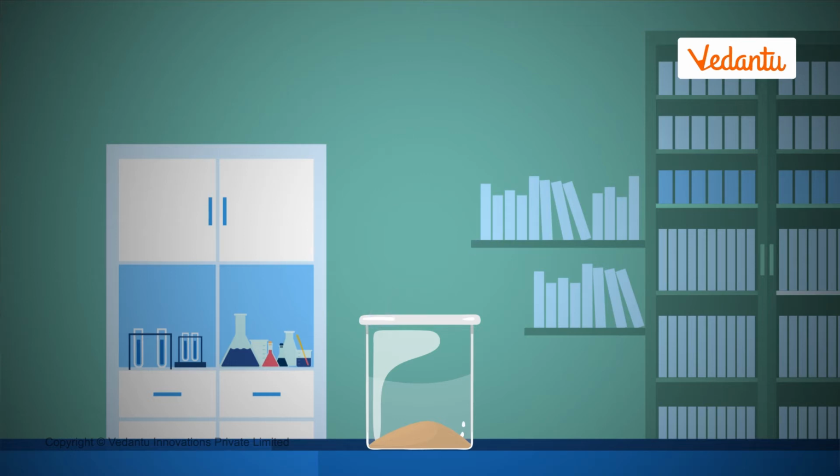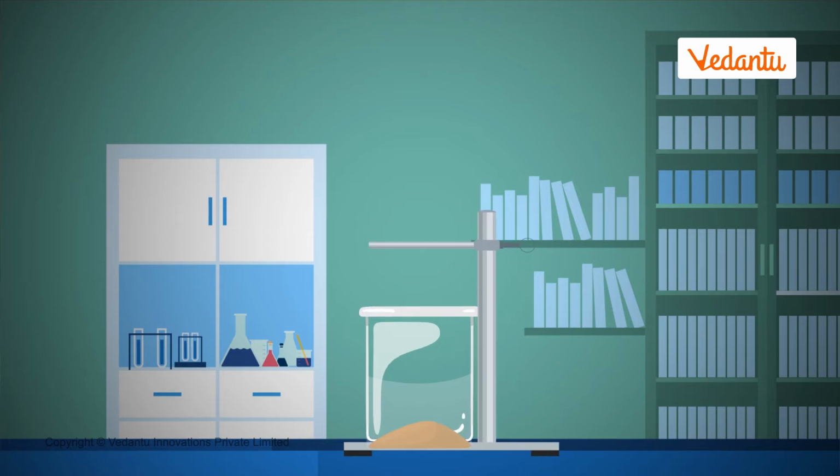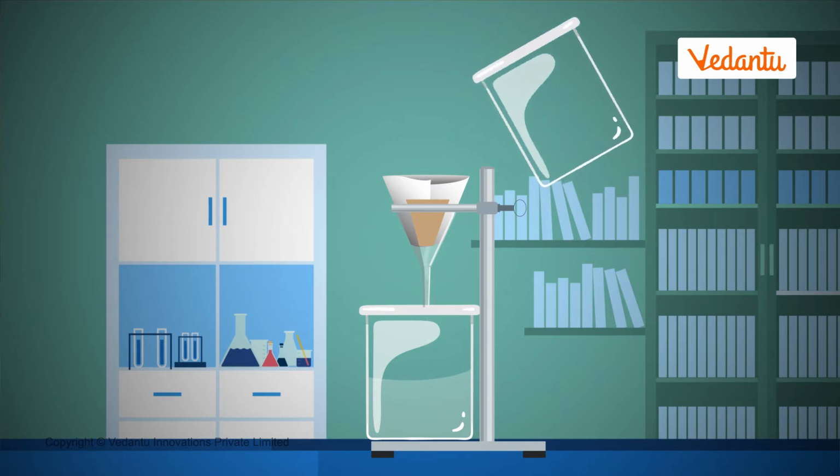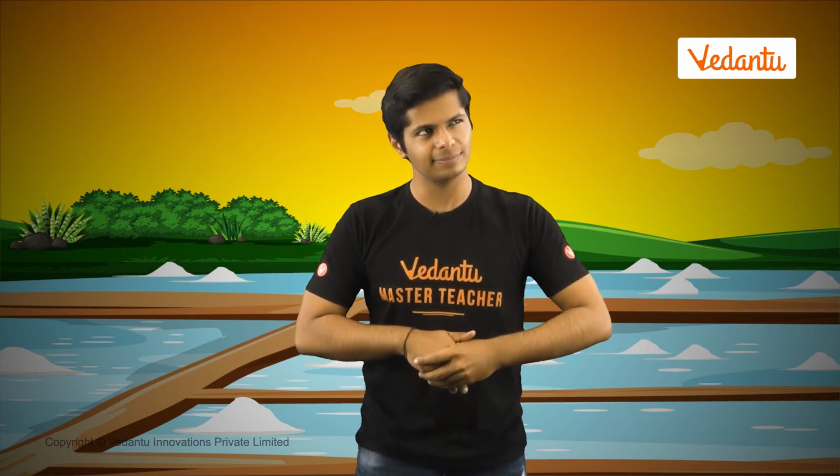What do you think should be done to separate the sand from the salty water? Let's find out. First, we pass water through a filter paper. The sand remains on the filter paper because its particles are larger and salty water passes through. So now we have a mixture of salt and water. What can we do to get the salt? Let's see if this helps.